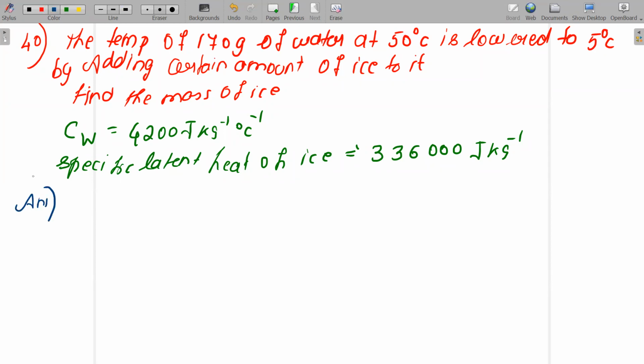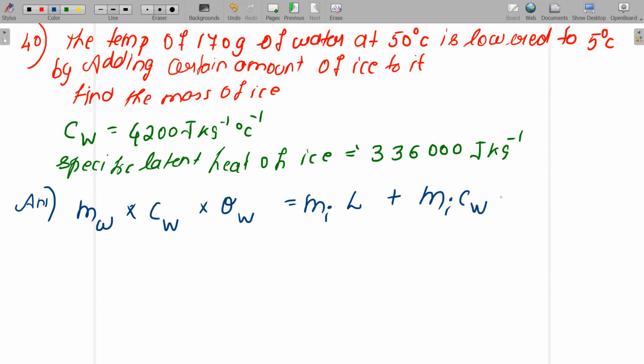You know the equation, it is already given. Mass of water into C_W into theta W is equal to the mass of ice into latent heat plus mass of ice into C_W into theta W. We know the mass of water, that is 170. C_W is 4.2, the specific heat of water. Now, what is theta W?